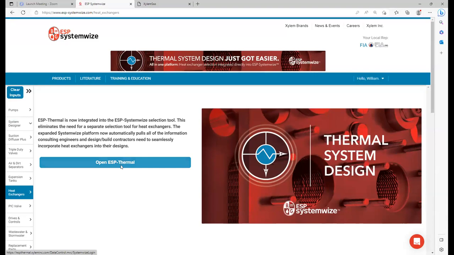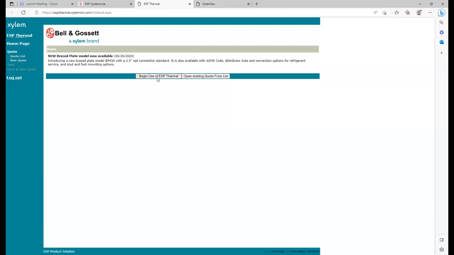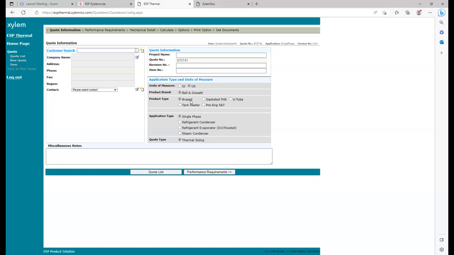There's nothing too complicated about it, but let's say we begin with ESP thermal. This is where, as I was mentioning, you have your option for your brazed plate unit, gasket, U-tube, and a tank heater. A tank heater is one that I didn't mention. Ultimately, that's just a tube bundle that you would have in a shell and tube unit, but it's placed into a tank. At Lochinvar, we call it a hot water generator. People have a bunch of different names for it. Really, that's all it is, just a tube bundle placed inside of a tank.